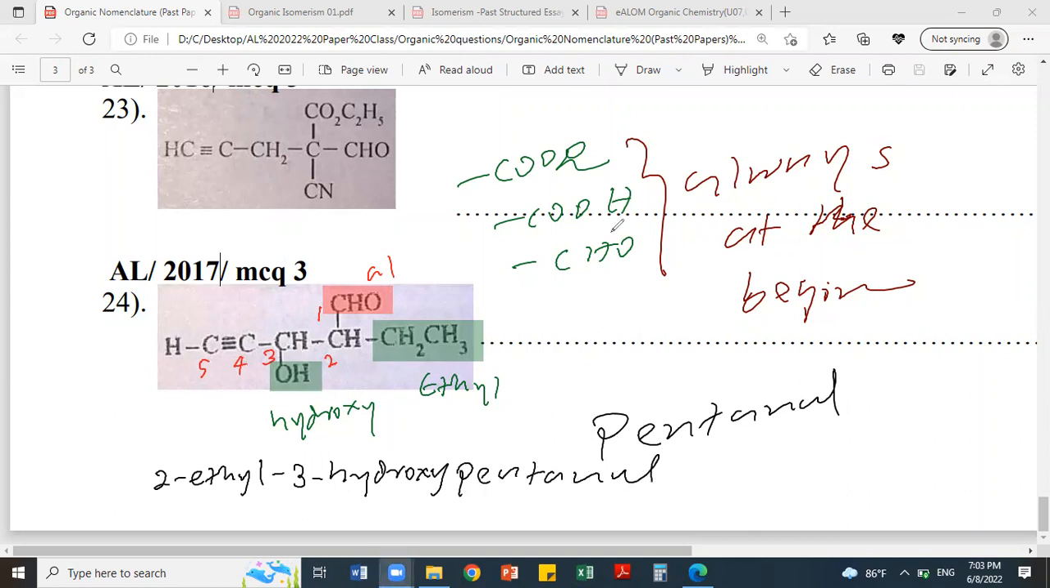But we can't write pentanal here. Why? Because if you write just pentanal, it seems there is no triple bond, just carbon single bonds like an alkane. Al is because of aldehyde. Pent because of pentane, 5 carbon. Al means aldehyde, CHO. I have put that in red.